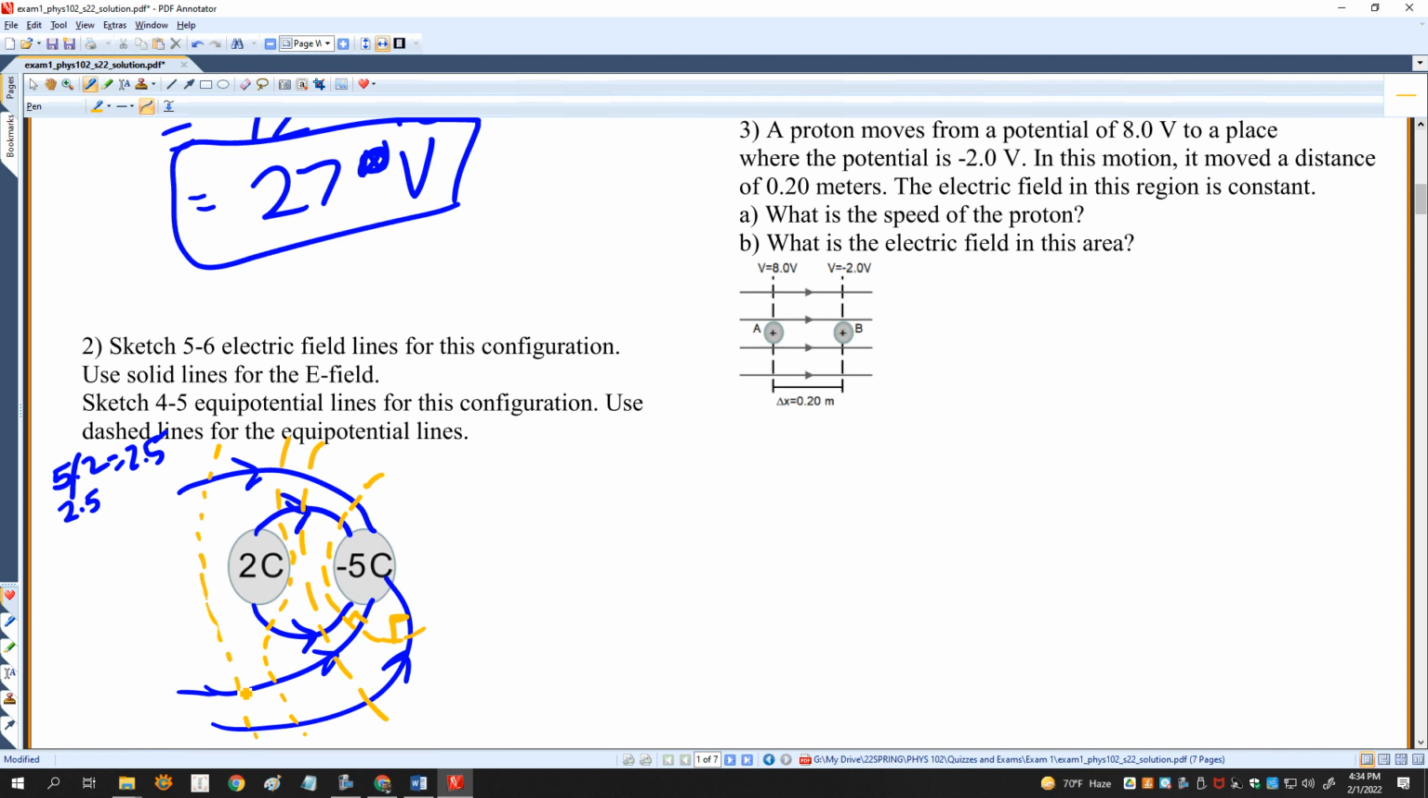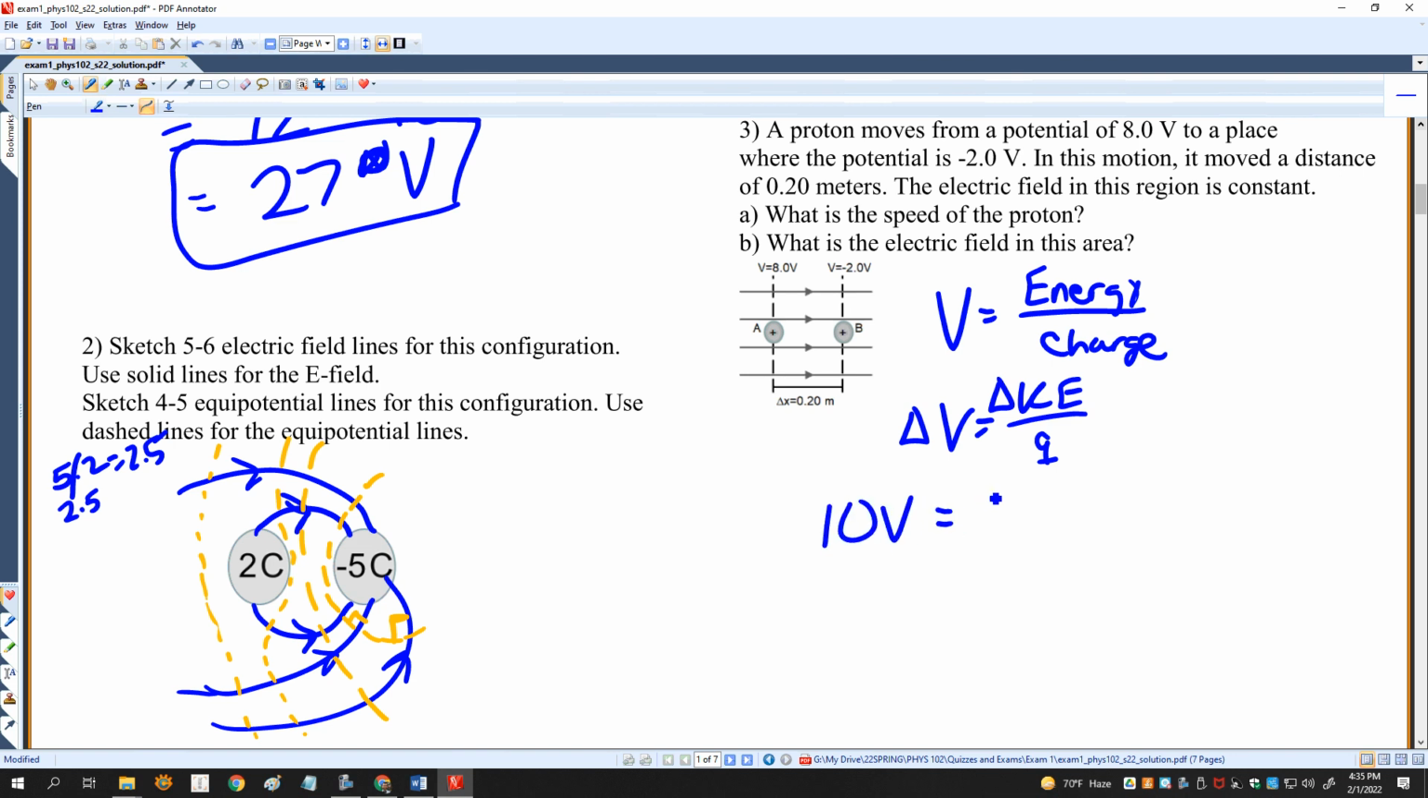Well, let's just remember some basic ideas. That my potential is equal to an energy per charge. Potential is energy per charge. So I can say that the potential is equal to kinetic energy over a charge. My change in potential gives me a change in kinetic energy. Here, my change in potential is 10 volts. So that's going to be equal to my kinetic energy, 1/2 mv squared. It starts at rest, so that's going to be its final kinetic energy divided by the charge Q.